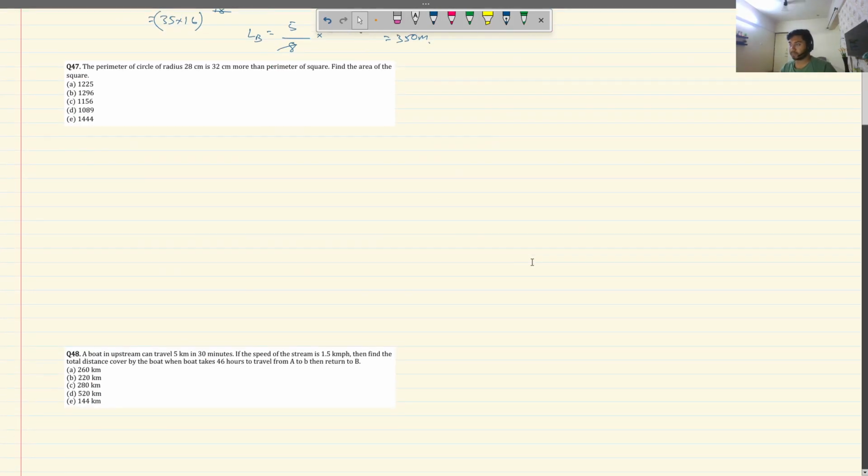Let's do the next question. The perimeter of a circle of radius 28 centimeter. So 2 pi r means 2 pi into 28 centimeter is 32 centimeter more than the perimeter of a square. So the perimeter of the square would be minus 32.